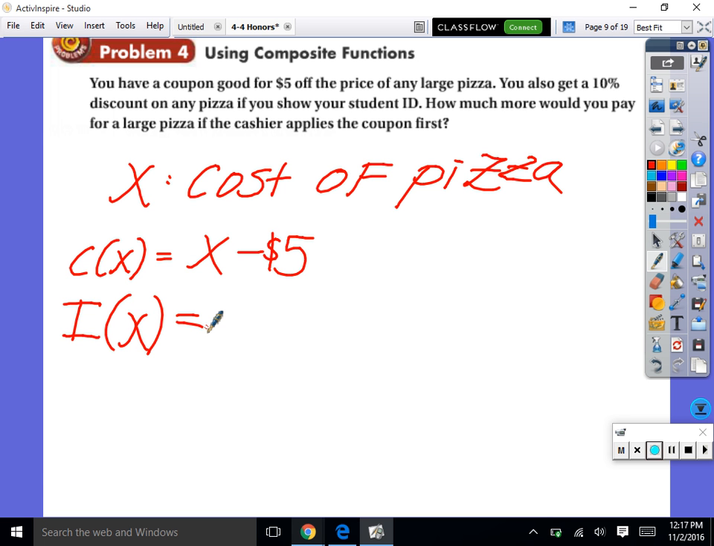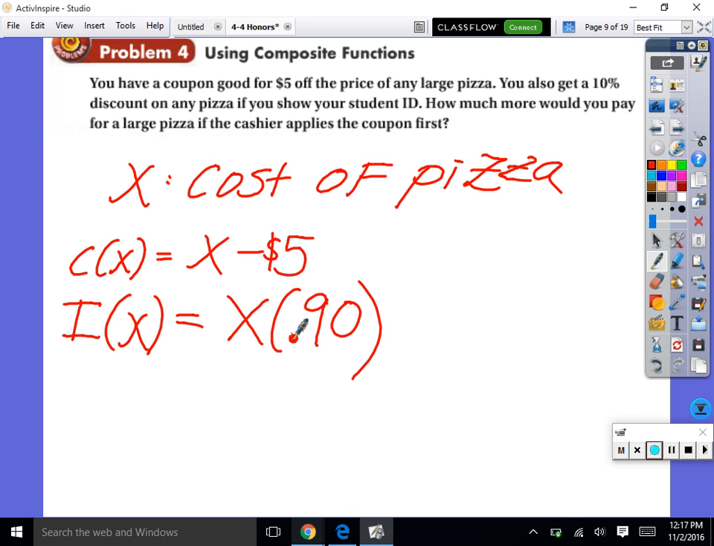Almost. So x times 0.10 is what we want to do, but we have to think of it a little backwards. Here's why: aren't we paying 90% of that pizza? Does that make sense, everybody? So we've got to take the cost, and we're only going to be paying 90% of that. So 0.90. Does that make sense, everybody? I used to do it backwards all the time.